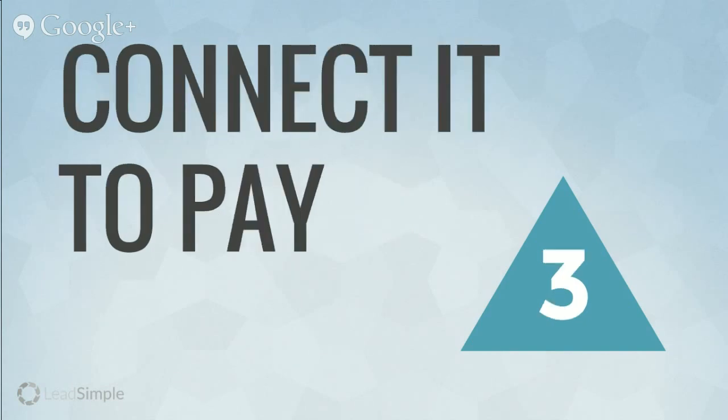Third step is connect it to pay. Now, there are two ways to do this. There's a direct and an indirect way. And a lot of people tend to shudder at this because it feels a little bit extreme. Some people get uncomfortable with the idea of changing comp structures with their agents. But the reality is that this is such a good idea for a lot of different reasons.